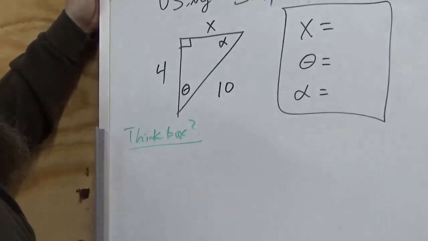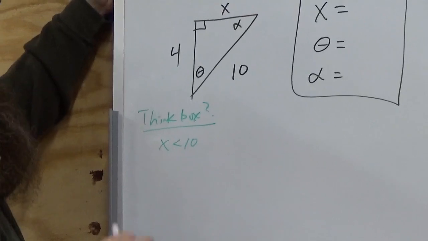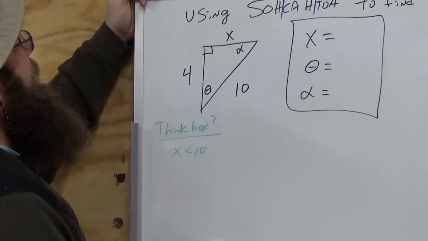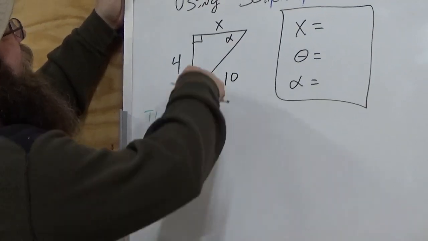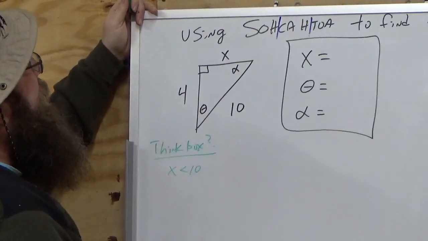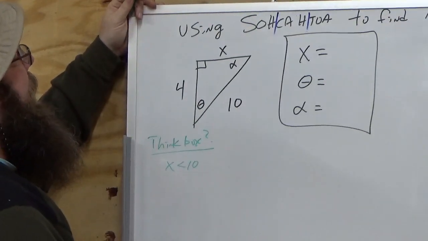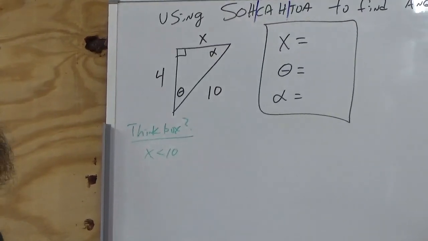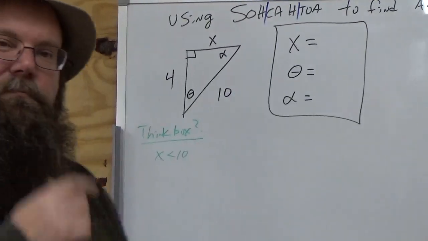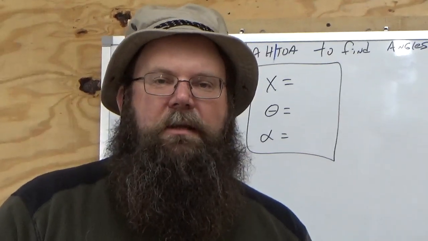What do you know about x? X is going to be smaller than 10. Okay? Now what else do we know? Well, until we really know what x is, we don't know what these angles are going to be. So we can't really tell which angle is going to be bigger. So we're going to have to just stick with that: x is less than 10. But you know what? We can find x right off without even using sine, cosine, or tangent, without using SOHCAHTOA.